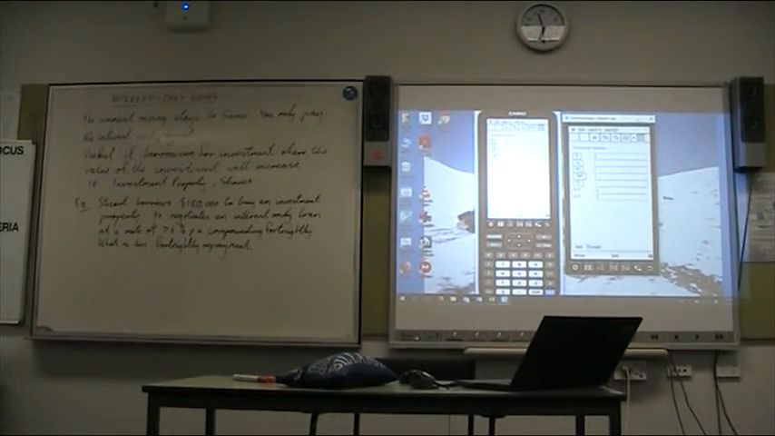Alright, so in our example, Spirit borrows $180,000 to buy an investment property, negotiates an interest-only loan at a rate of 7.6 per annum, compounding fortnightly, and we want to find out what his repayment would be each fortnight.